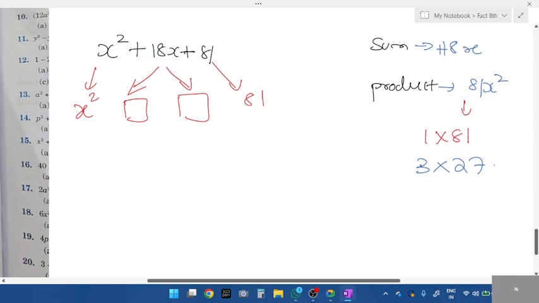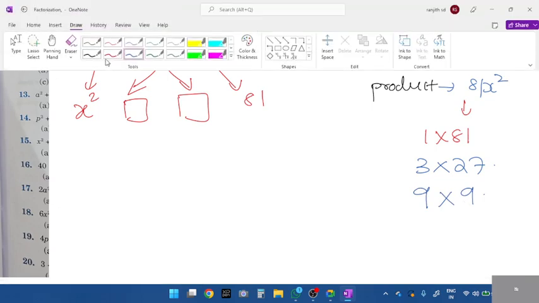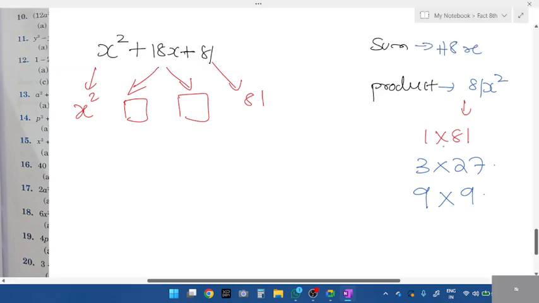No. 9? Yes, 9 is divisible. 9 nines are 81. Exactly. This is the first step. All of you understood till here? Now, the product is done, students. Product is completed. Let us take the sum part.